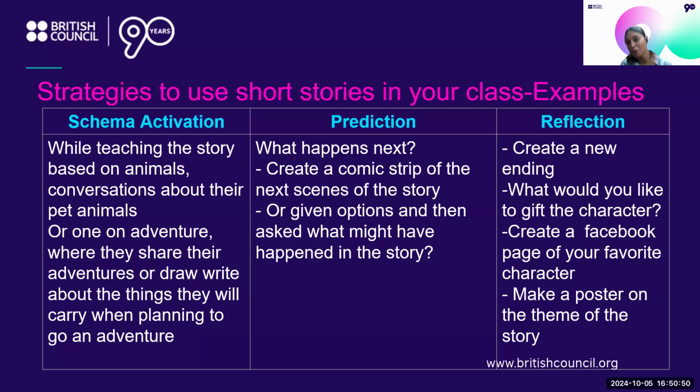Moving on to the prediction, which is the while-reading part of the story. Sometimes, taking short stories also becomes boring in the classroom. The students might not pay a lot of attention. They might feel as if they're just reading the text and there's nothing interesting coming up. So having in-between activities like prediction activities, for example, telling them half of the story and asking them what happens next, draw a comic strip of the next events, draw two comic strips of it. Or giving them a particular option and then asking them what might have happened in the story, or if you would have been in the character's place, what would you have done?